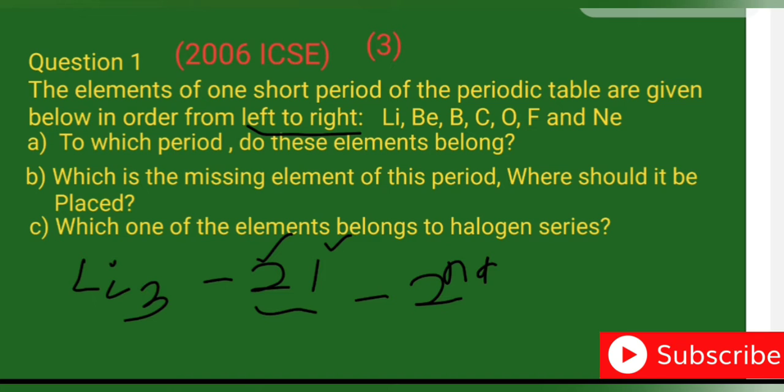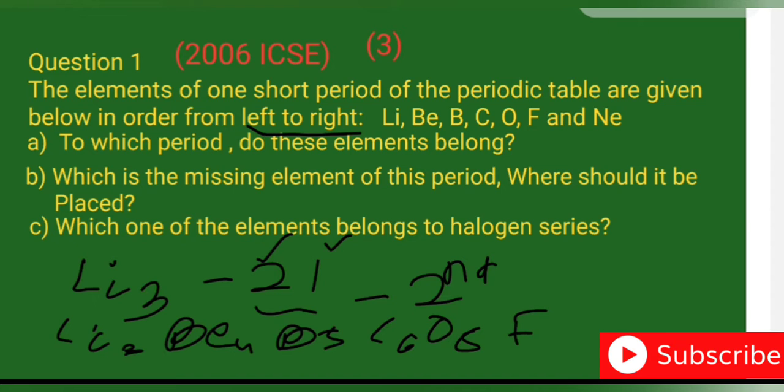Which is the missing element of this period? Now, let us see the atomic numbers. The atomic number of lithium is 3, beryllium is 4, boron is 5, carbon 6, oxygen 8, then fluorine is 9, neon 10. So, 5, 6, then oxygen 8, then fluorine 9 and neon is 10. So, which number is missing here, children? The number 7 is missing. So, whose atomic number is 7? Nitrogen has the atomic number 7.